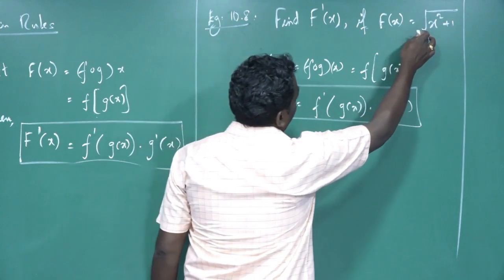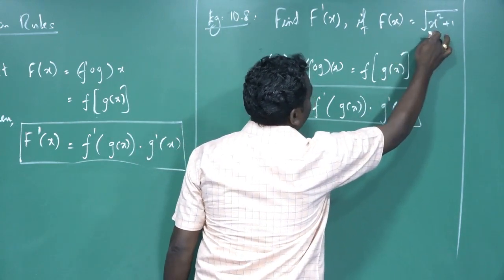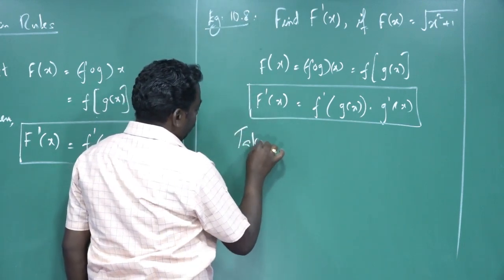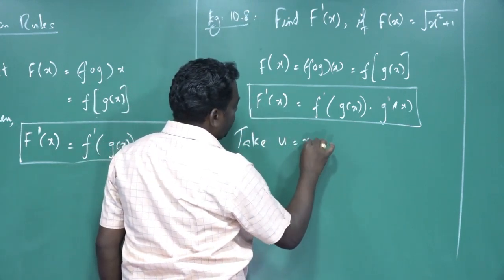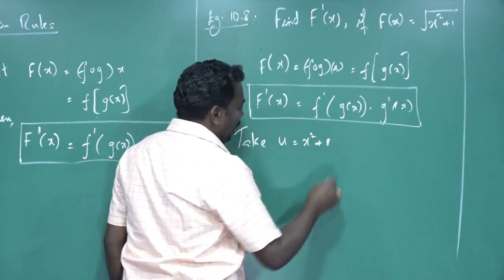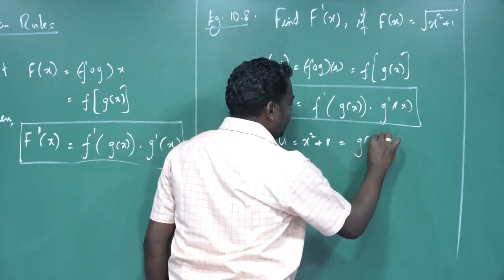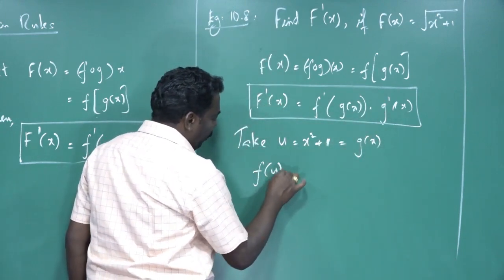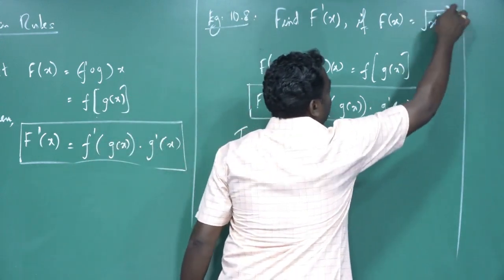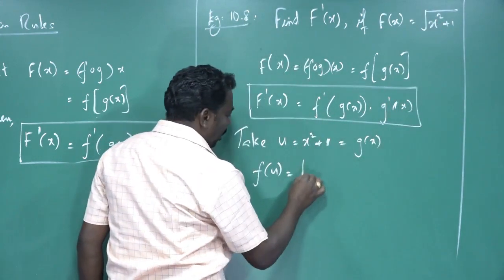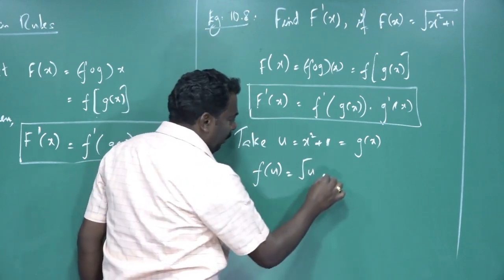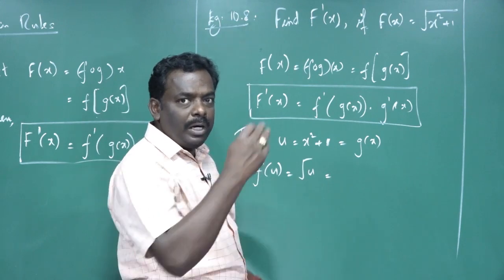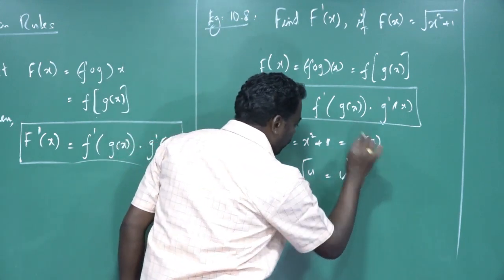Before that, we consider the term within the bracket of the capital F of x function to be equal to u. Take u equal to x square plus 1, and that function is defined as g of x, the inside function. Now f of u is defined as the square root of u, and we can write the square root of u as u power 1 by 2.